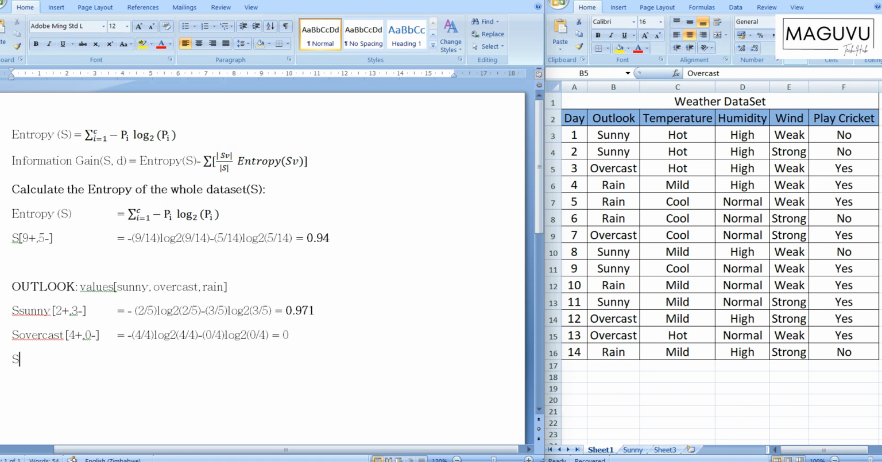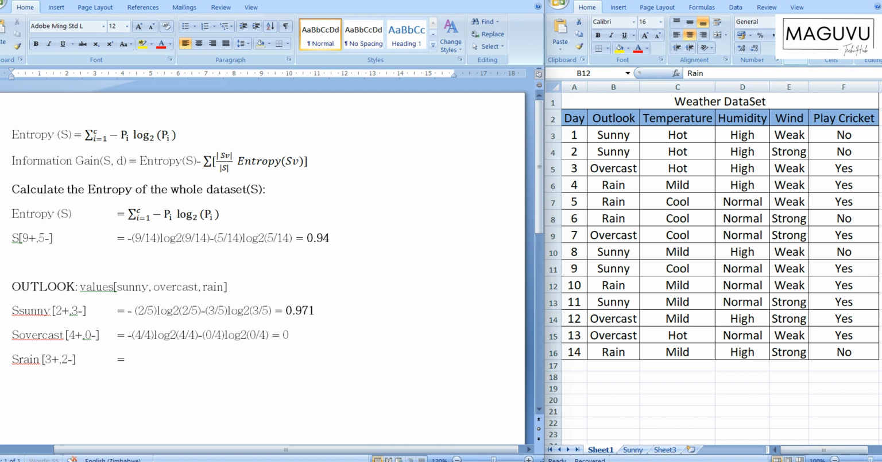Then we proceed to do the calculations of rain, right? And let's look at the proportion of rain. How many times do we have rain? We see that we have got rain day 4, day 5, day 6, day 10, and day 14, which gives us a total of 5. And out of this total number of 5, if we're going to consider the yeses, we see that day 4, day 5, day 10, I've got the yeses, so we end up with 3 positive and 2 negative.